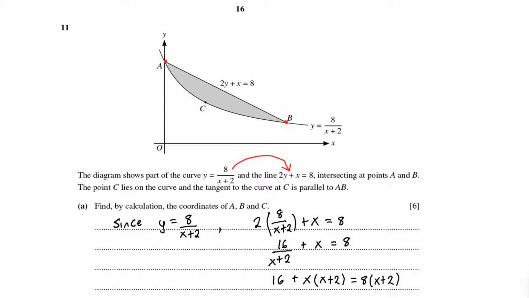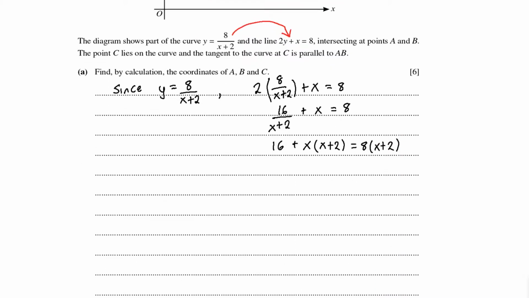So let me continue simplifying. So this is going to give me 16 plus x squared plus 2x is equal to 8x plus 16. And I'm going to take everything to one side. So I have x squared here already. And then I'll subtract 8x from both sides. So that will be 2x minus 8x. So that will give me minus 6x. So this 8x is no longer on the right side. I also subtract 16 from both sides. And since 16 is appearing on both sides, we get 0.